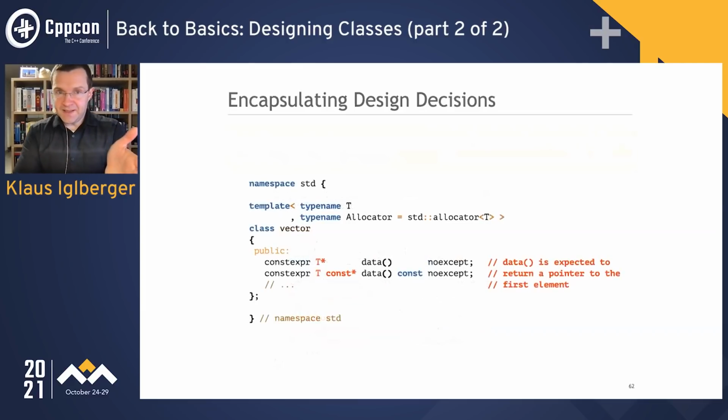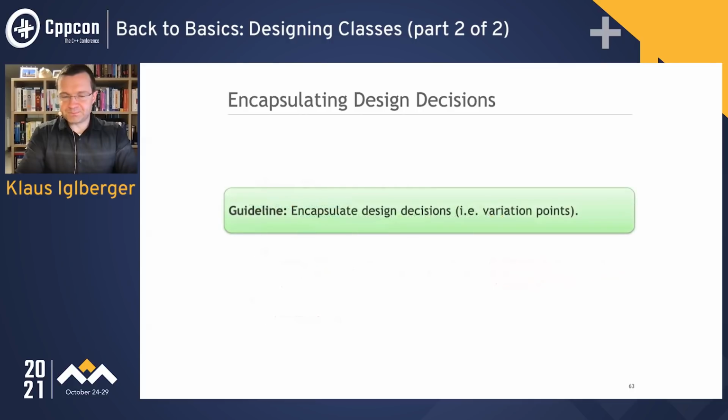By the way, again, it depends. Not every single design decision needs to be encapsulated. std::vector, for instance, has a function called data. That function is expected to return a pointer or a pointer to const, depending on which data function we're looking at. This function is supposed to return a pointer. So in this case, it should not be encapsulated away. That shouldn't change. It's a very specific semantic. Okay, but begin and end definitely should return iterators, not pointers. So please encapsulate design decisions, things that might change.